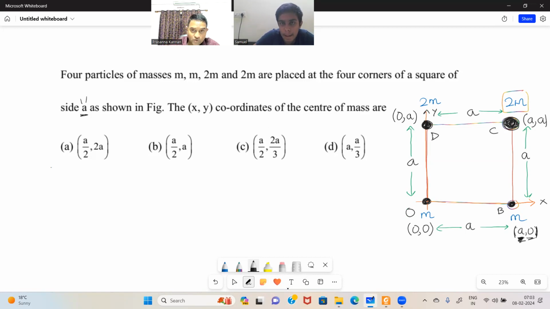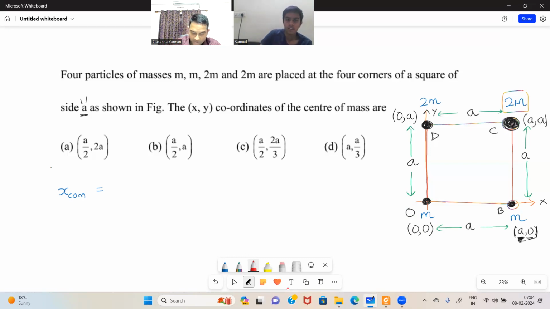So now you have the x coordinates and the y coordinates. I told you how to find XCOM. XCOM is sigma mi xi by sigma mi, correct? So in the numerator, you have to multiply each mass with its x coordinate. What is the mass here? Tell me, Samuel. M. What is the x coordinate? I'm asking the x coordinate alone. A, 0. At point O, what is the x coordinate? 0. At point B, what is the x coordinate? A. At point C, what is the x coordinate? A. At point D, what is the x coordinate? 0. Yeah, only those are important.